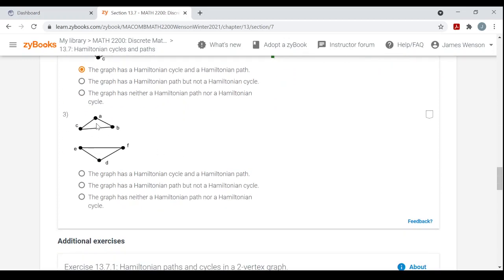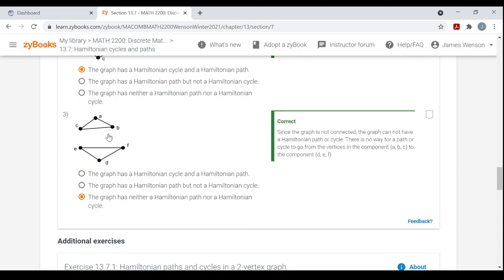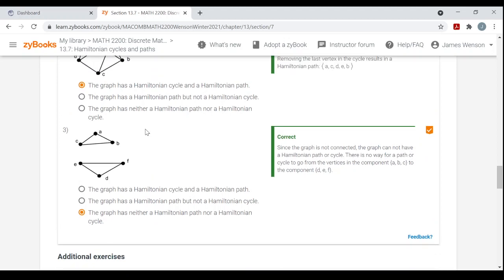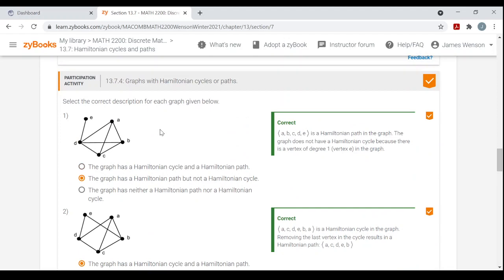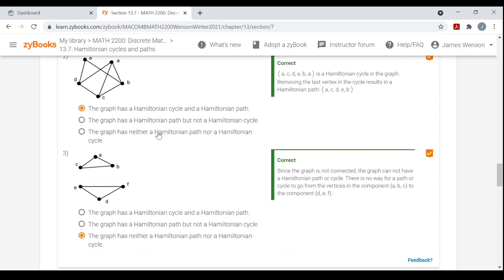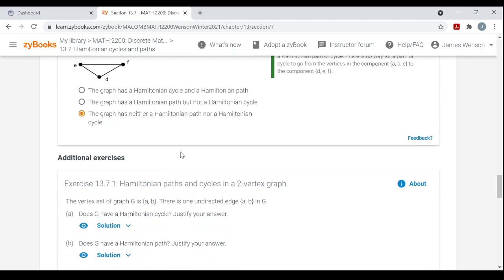Okay, now this one, just like with the Euler graphs, if the graph is disconnected, you can't possibly have a Hamiltonian path or cycle. So the graph has neither. The only graphs that could possibly have a Hamiltonian path or a Hamiltonian cycle are connected graphs, ones with a single connected component. This has two connected components. So yeah, there's a cycle here, but I can't possibly reach across to get every vertex in the same path or the same cycle. All right, so I hope that all made sense.